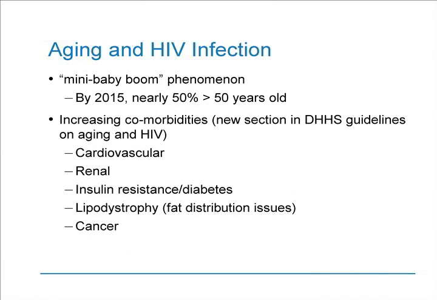So what about aging and HIV infection? Well, the epidemiology of the population in the U.S. and among HIV-positive patients somewhat overlaps and is causing what I call a mini baby boom phenomenon, whereby a significant number of baby boomers became HIV-infected in the first decade or so of the epidemic, and then as they've survived another 5 or so years, nearly 50% of all the HIV-infected patients in the United States will be greater than 50 years old, and thus would expect to have increasing comorbidities with their aging. And that fact is reflected in the new DHHS guidelines, which has a new section on aging and HIV infection.